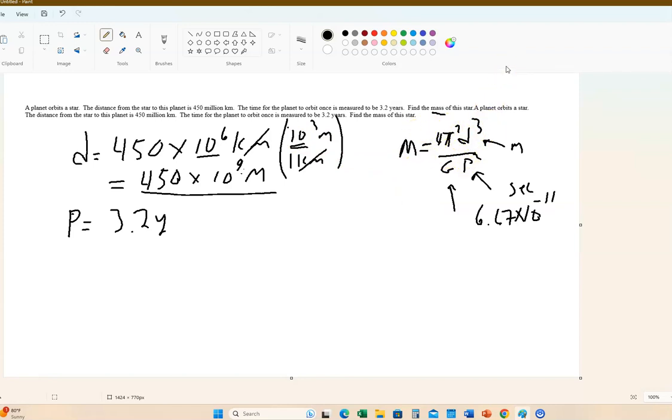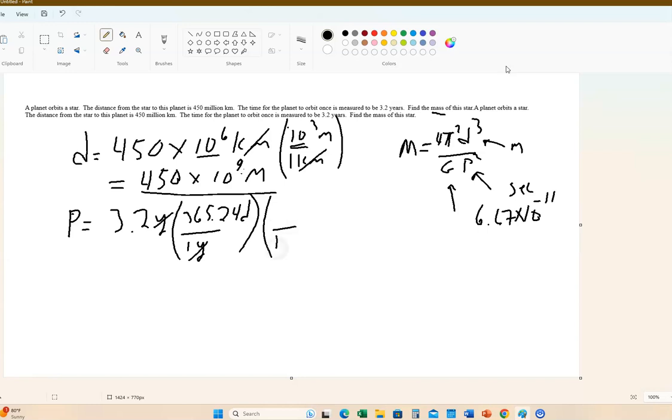So here we go. In 1 year, there are 365.24 days. The years cancel, but that converts us into days, and that's not what we want. We want to convert this all the way down to seconds.